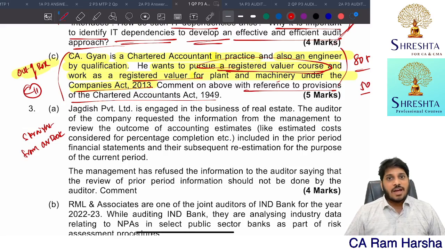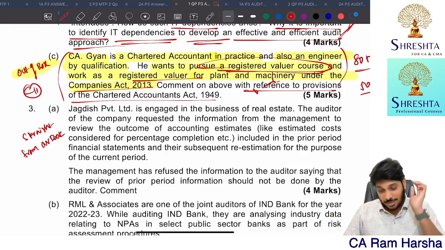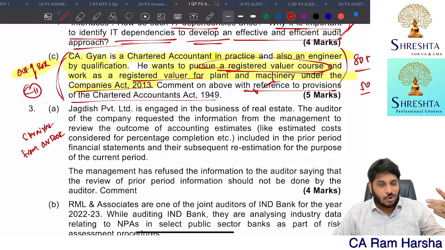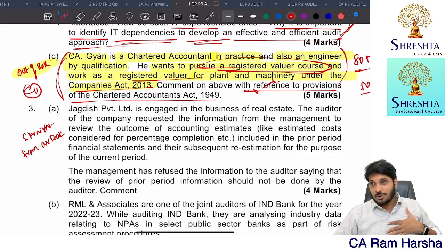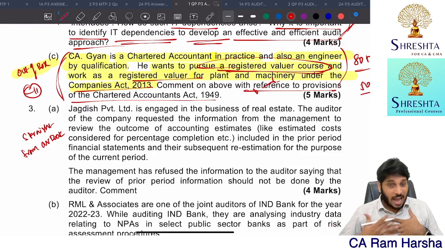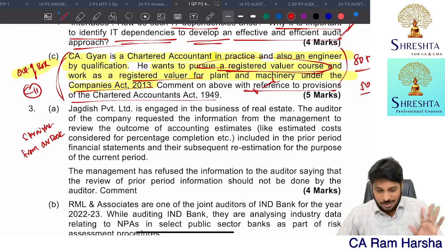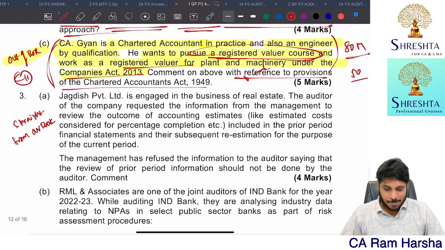You can be a registered valuer, but not for plant and machinery. That is not permitted. You read the answer, they have given a clear explanation, but there also it is not completely clear. So when I read this question, because I know registered valuers are not permitted to do plant and machinery valuation, I personally, because I've seen in practice. Getting it? I know, but a student definitely cannot figure out unless you have seen this. So this is an out of box question.